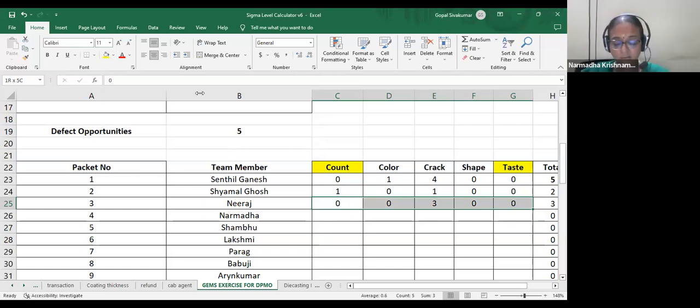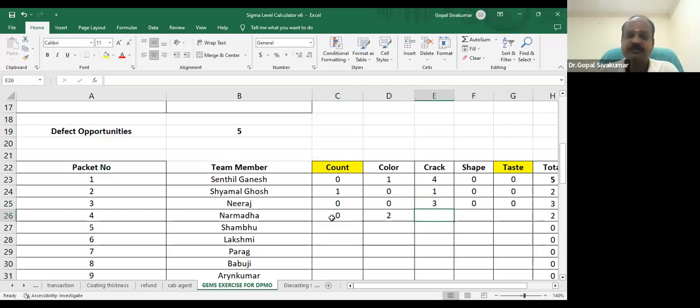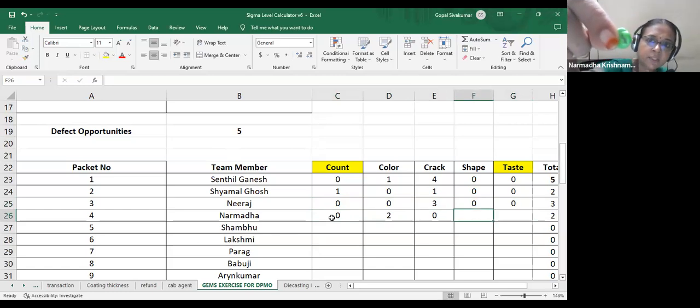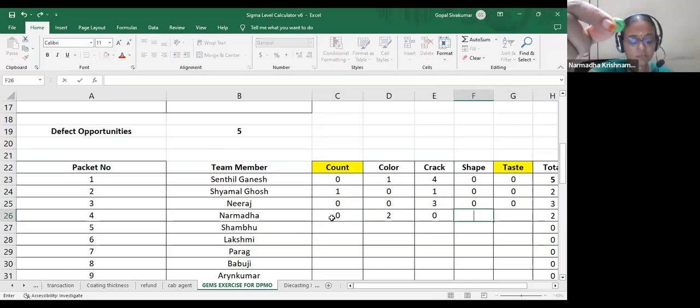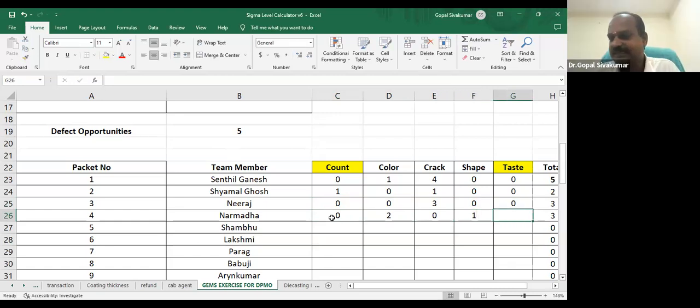So Narmada, can you give? Count is 0, sir. Color is 2. Color 2, 0 cracks, but shape is not correct. Are there any defects? Tell me the numbers. Yeah, the shape is a problem. How many? Only one. Taste? Taste is good. Thank you.